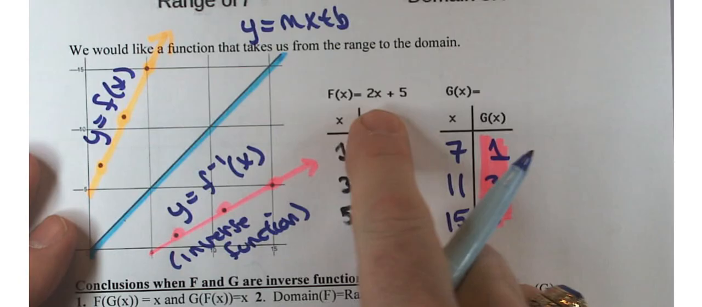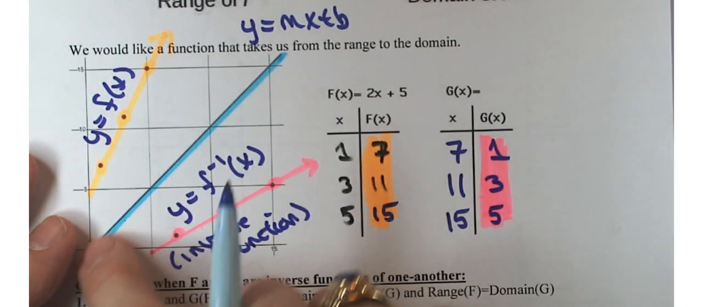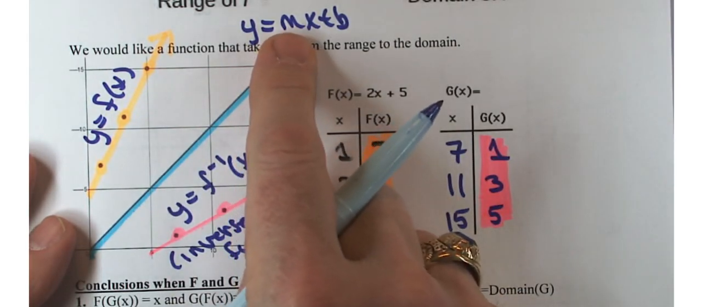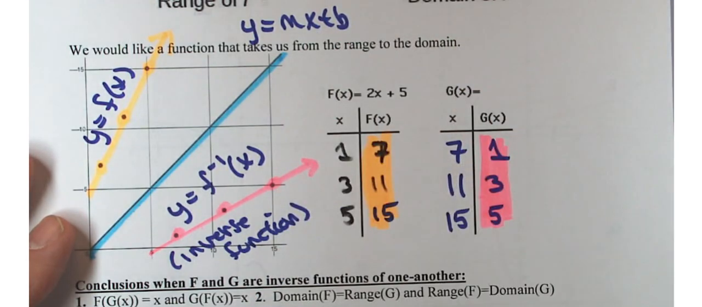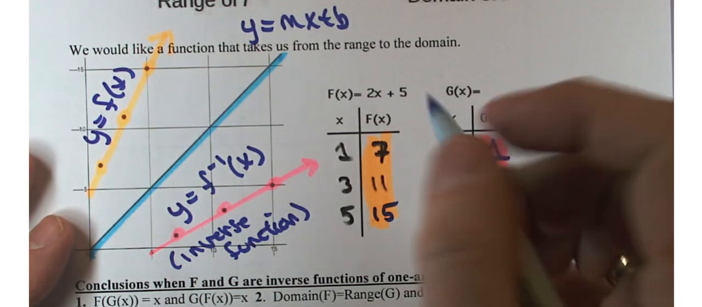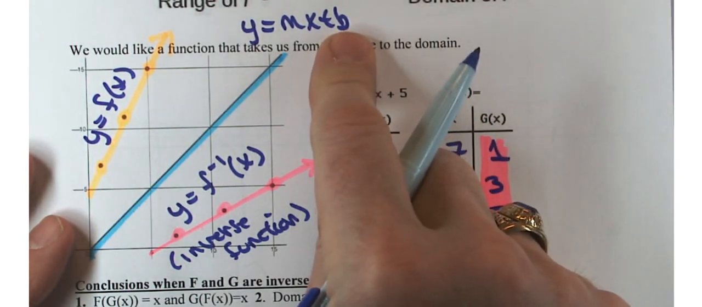That would be 2 and 5 if we were looking at this one. But I'm looking at this one. In general terms, though, what does the M represent? What does the B represent? M is the slope, and B is the y-intercept.